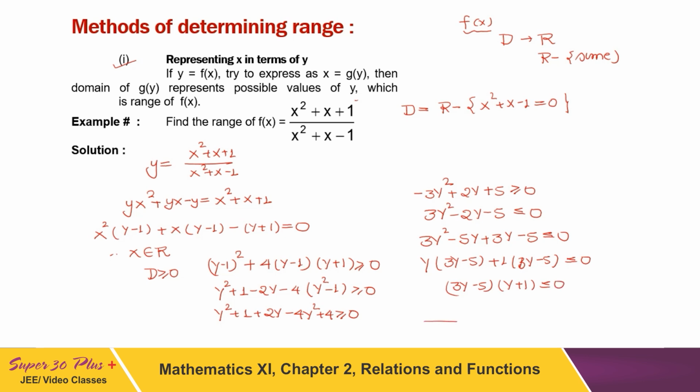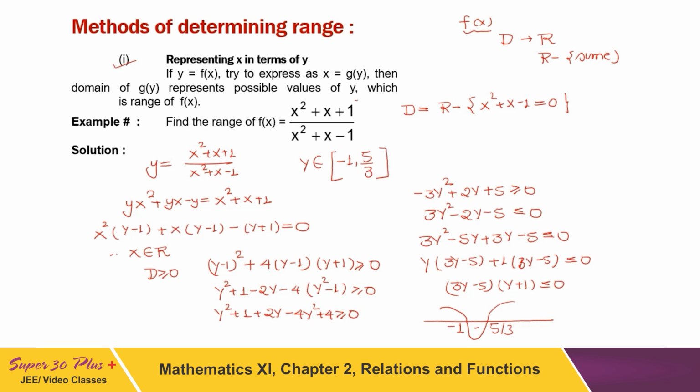On the number line, arrange the critical points. It is minus 1 and 5 by 3. A wave comes and goes. Your answer will be minus 1 to 5 by 3. This means the range of this function is minus 1 to 5 by 3. The value of the function is from minus 1 to 5 by 3.